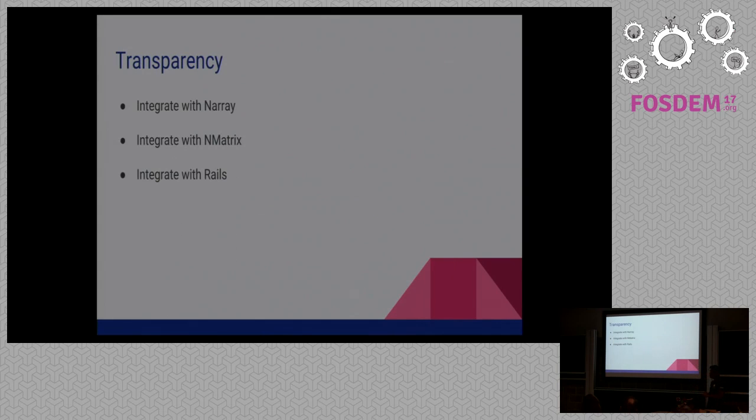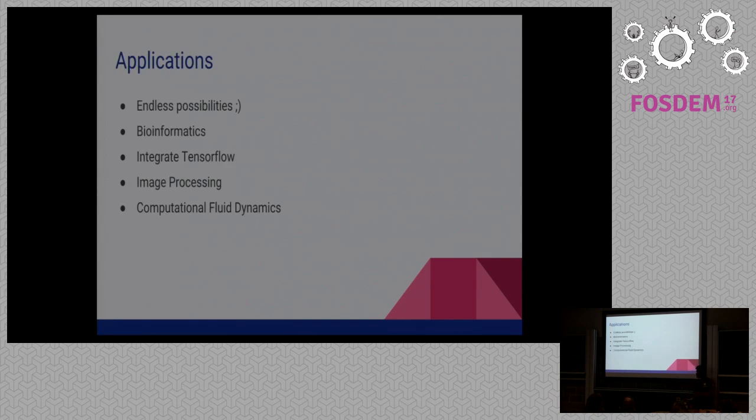So transparency, we need to integrate it with NArray and NMatrix and with Rails. As I showed you, you just copy the RAM from GPU to CPU, you can just create some function methods for that, and Rails is now on GPU, and similarly NArray and NMatrix.